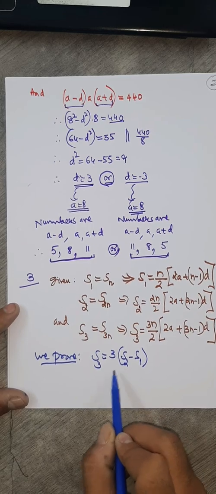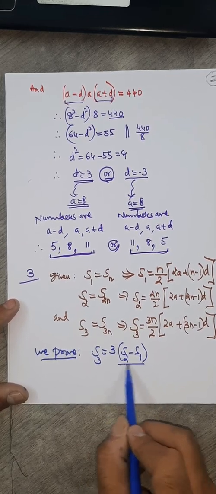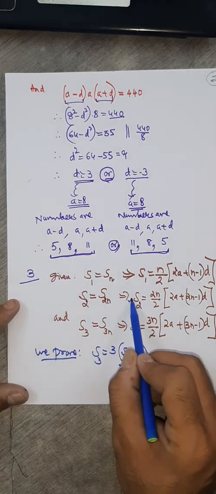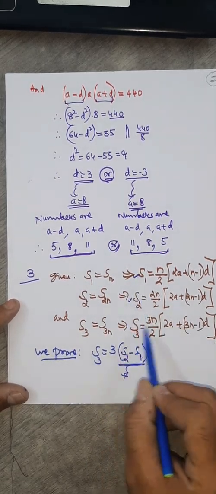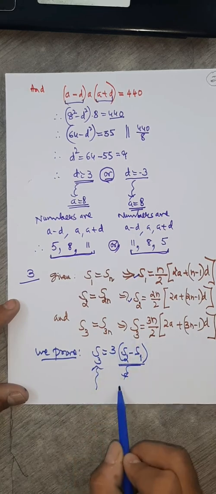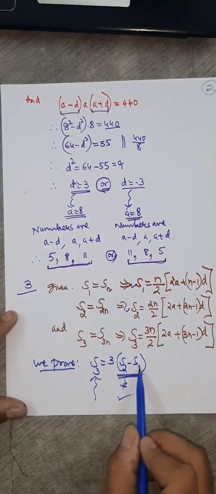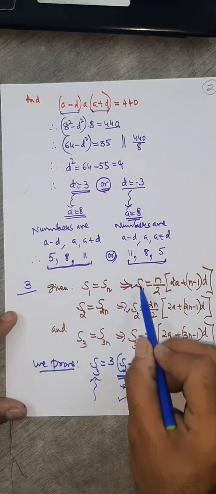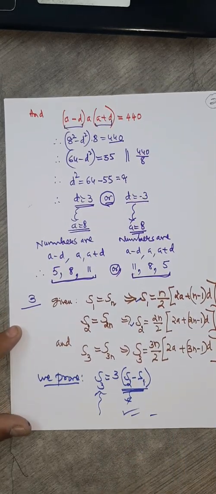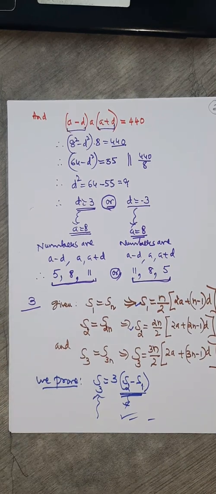So start with this. I'll not do it, you can do it. Just place the value here. You keep 3 as it is. Put the value of S2, put the value of S1, simplify. So you are left with the formula of S3. Just place on the right hand side these two values. Simplify, immediately you'll get this formula. So that much you can do.